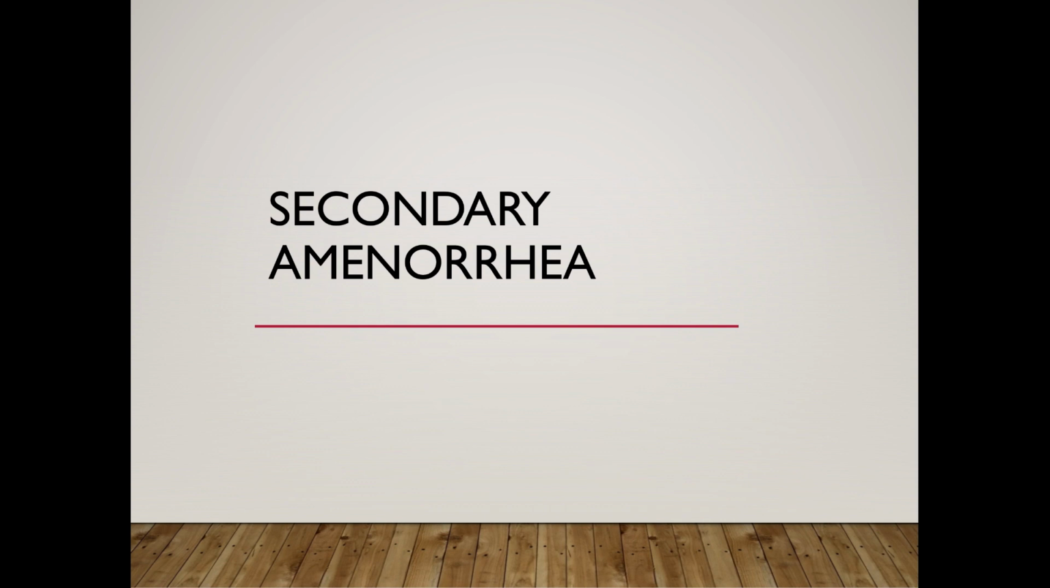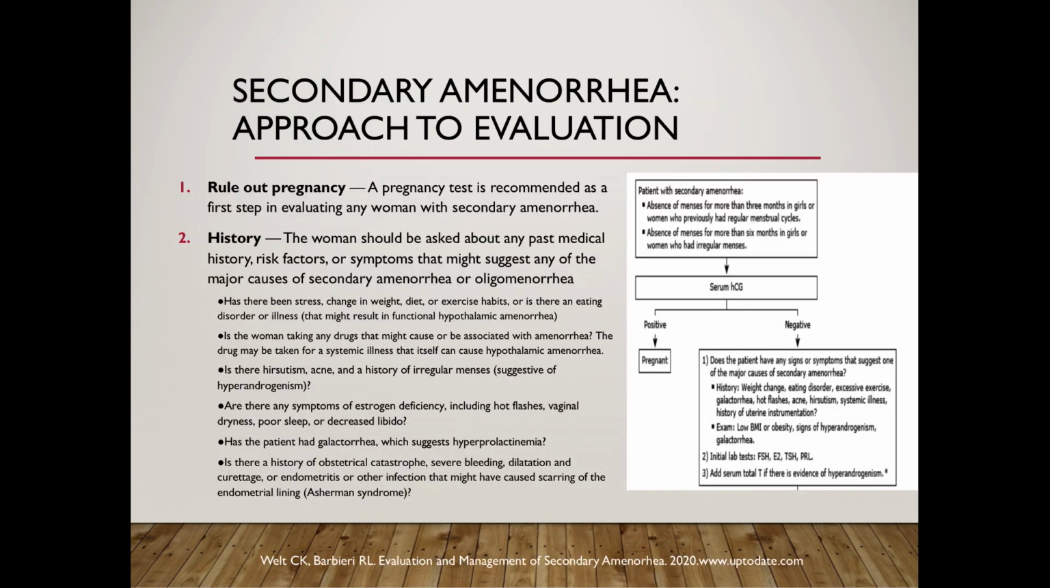Now we go to secondary amenorrhea. As a rule, we always have to rule out pregnancy first. A simple pregnancy test can do this. Okay, so once you've already ruled out pregnancy, then you proceed with a more thorough evaluation of secondary amenorrhea.